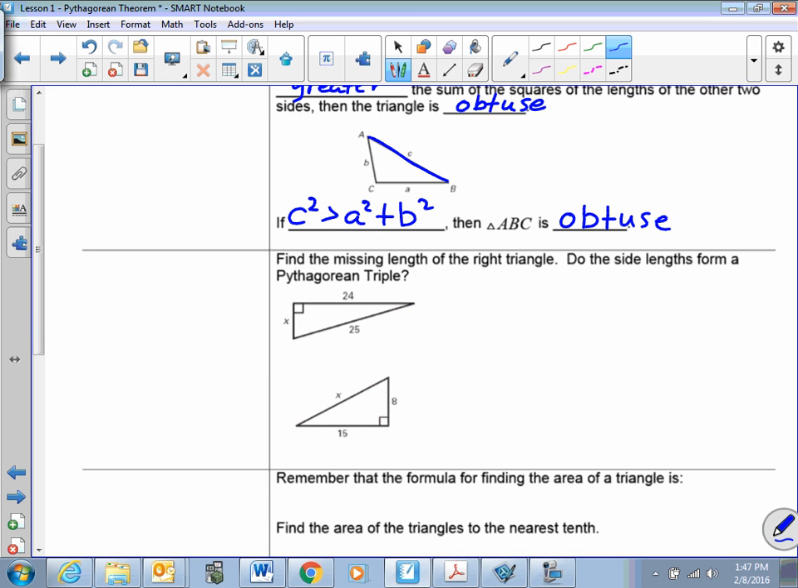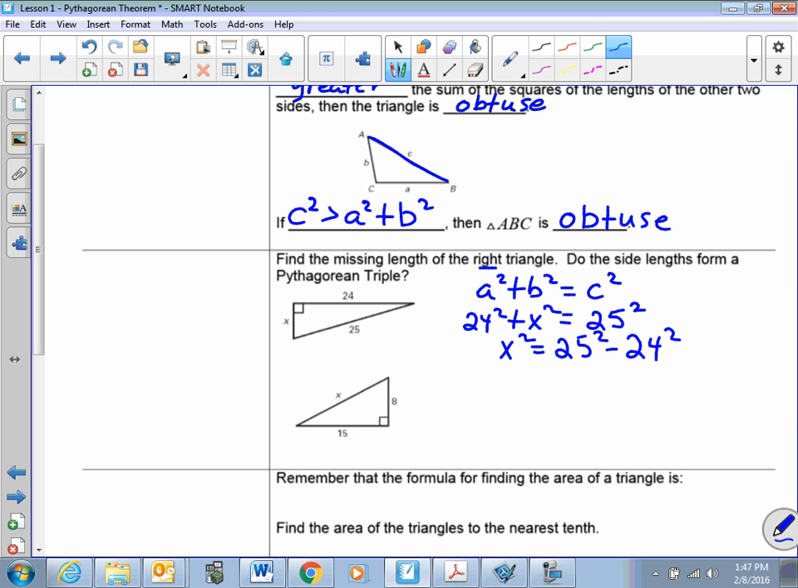Find the missing length. Okay, we've got a right triangle here, so we know right away that a squared plus b squared equals c squared. Because it's a right triangle, do the side lengths form a Pythagorean triple? Well, how are we going to figure that out? We're going to do 24 squared plus x squared, and we need to know if that equals 25 squared. All right, so x squared equals 25 squared minus 24 squared.